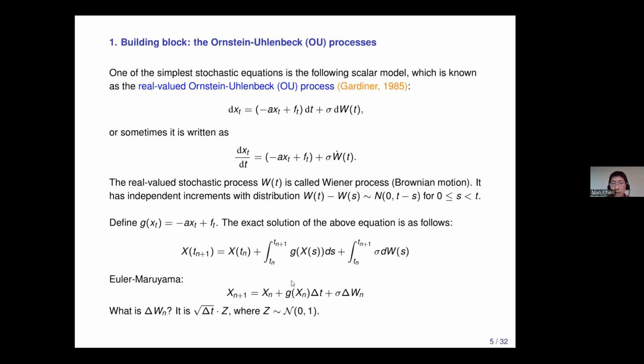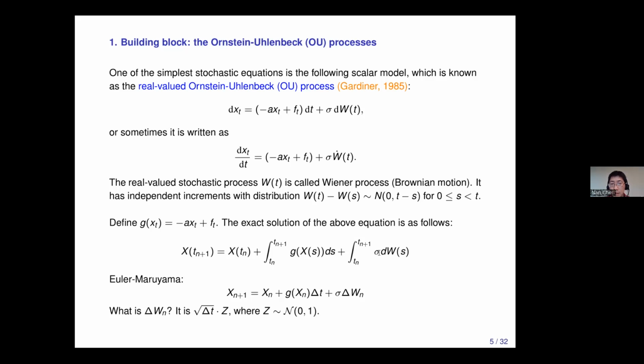To understand this equation, let's think about the numerical discretization using the analog of the Euler method, which is called Euler-Maruyama. Effectively, if you move forward by delta t equals t_{n+1} minus t_n, then your x_{n+1} equals x_n plus G(x_n) times delta t. This is the deterministic part, right? But also you need to add the increment for your stochastic part.